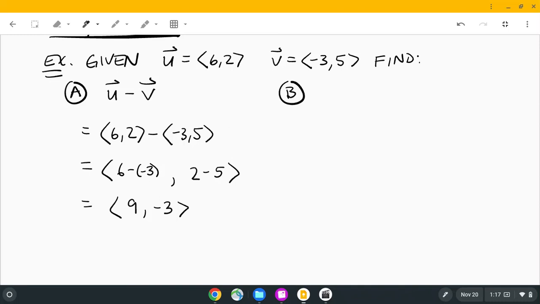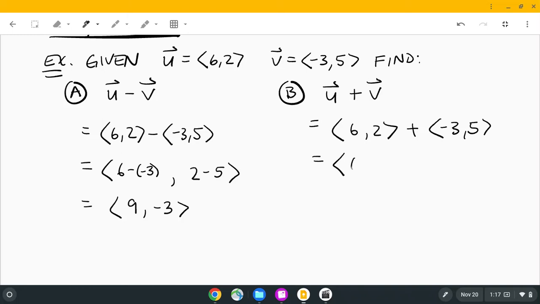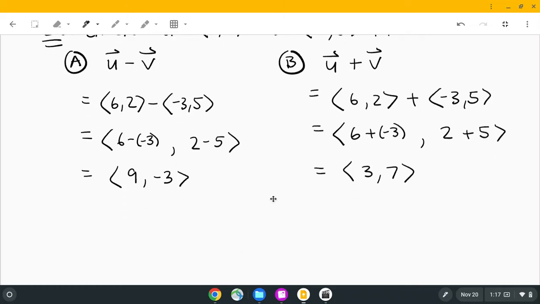And then suppose you have to do u plus v. Similar to subtraction, except now you are going to add the x components, and then you will add the y components. So here you would do 6 plus negative 3, and over here you would do 2 plus 5. And then here you would get a whole new vector. You would get the vector 3, 7.